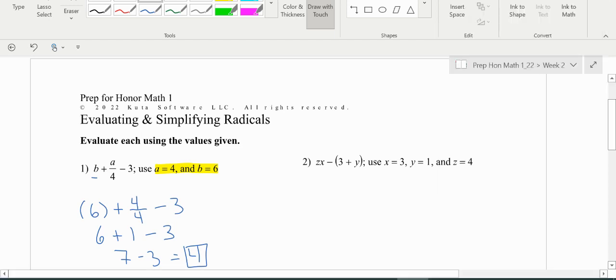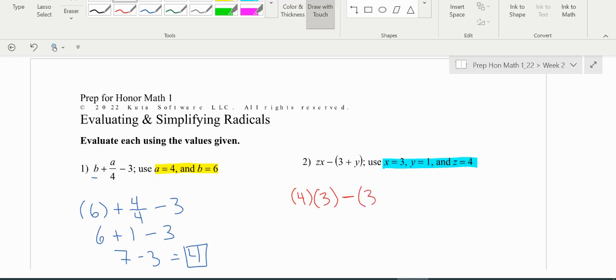For the second one, it's basically the same type of problem. So this one, we have 3 variables given to us, and they tell us x is 3, y is 1, and z is 4. So I'm going to go ahead and substitute these in. So wherever I see a z, and I'm going to use a parenthesis here, I'm going to put a 4. Wherever I see an x, I'm putting a 3. And this says 3 plus, and then y is 1.